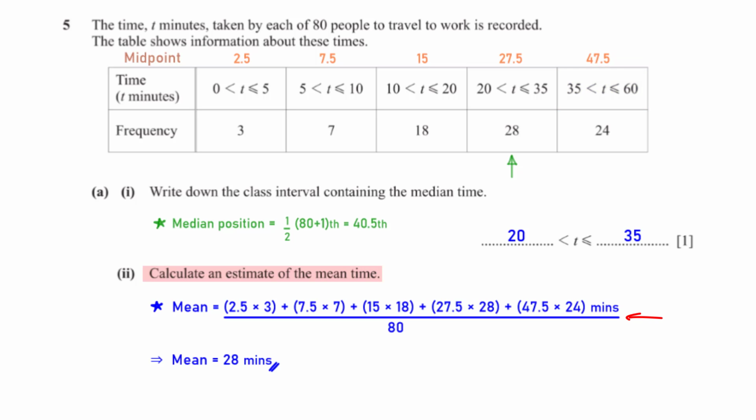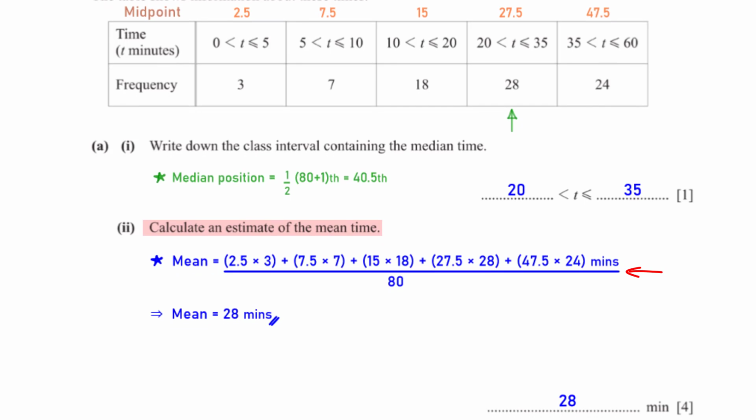So the mean is equal to the total amount of time taken by the 80 people, which is 2.5 times 3 plus 7.5 times 7 plus 15 times 18 plus 27.5 times 28 plus 47.5 times 24 minutes, divided by 80. When we type this into the calculator, we get 28 minutes.